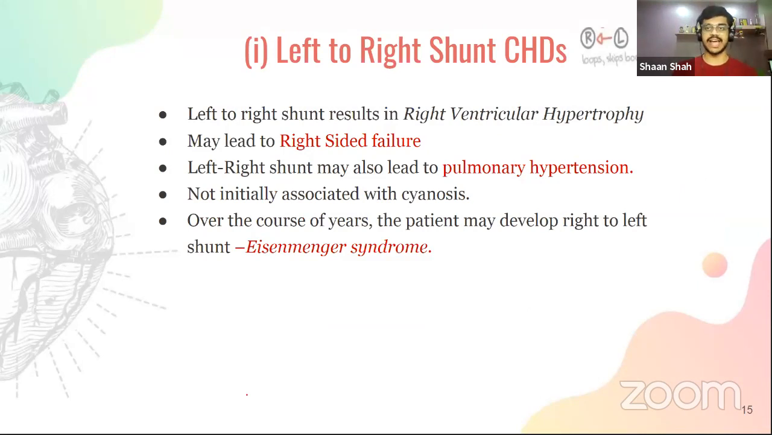So left to right shunt, as we have discussed, goes from the left side of the heart to the right side, keeps on looping and skips the systemic circulation. Left to right shunt results in right ventricular hypertrophy, and it may lead to right-sided failure. Left to right shunt is the number one cause of right-sided heart failure, and it may also lead to pulmonary hypertension. Once pulmonary hypertension is developed, the defects in this shunt are considered irreparable. The left to right shunts are not initially associated with cyanosis, but over the course of years, the patient may develop a reverse right to left shunt, which is known as Eisenmenger syndrome.